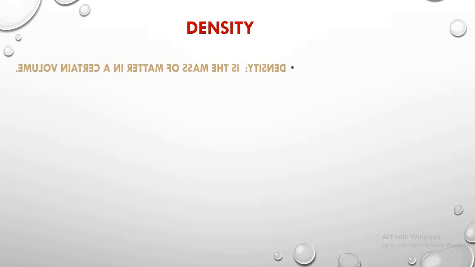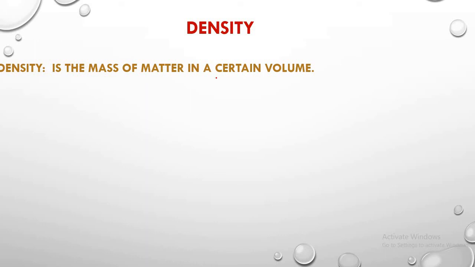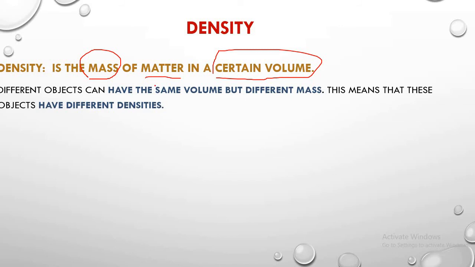Density. Density is the mass of matter in a certain volume. So what is meant by density? Density is the mass of a matter in a certain volume. Different objects can have the same volume but different mass. This means that these objects have a different density.